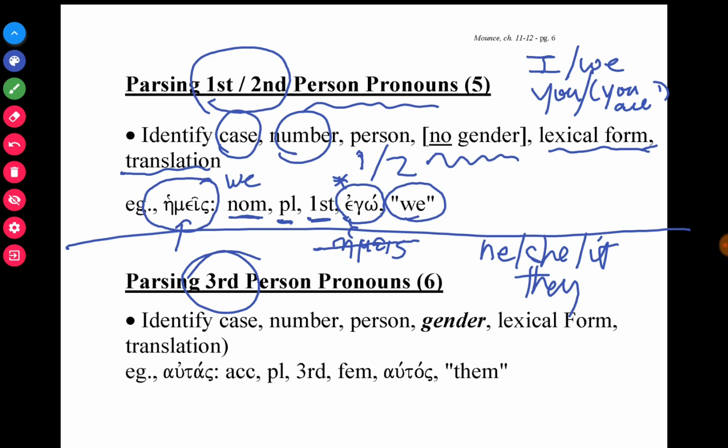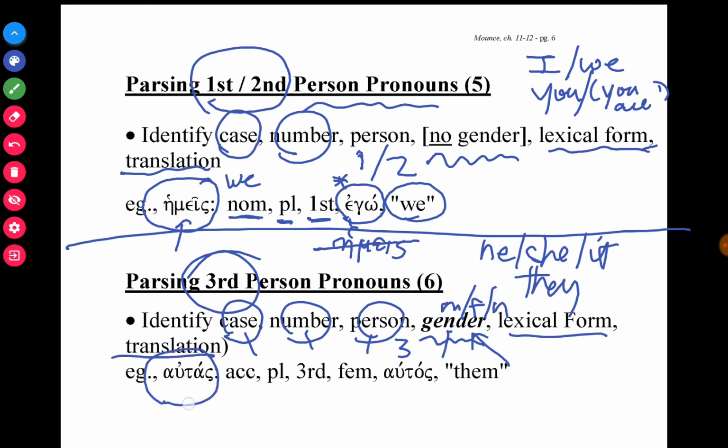But for the third person pronouns, you also identify case, number, and person. In this case, for third person, you would identify it as a third person pronoun. But we actually have three separate forms for the masculine, feminine, and neuter forms. So you can identify gender. So you have to make sure that you identify a gender in addition to case, number, and person. So identify the gender, then you have the lexical form, and then the translation.